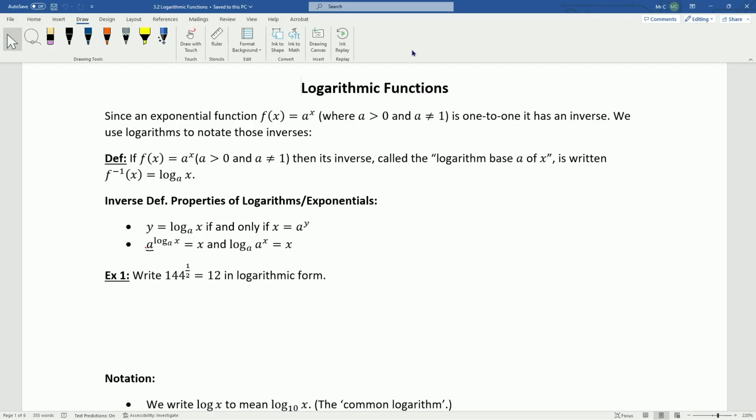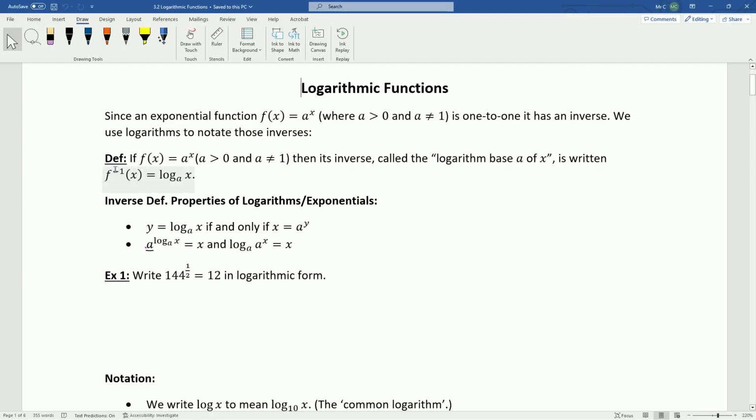We just spent a lot of time talking about exponential functions, and we've also spent some time in the past talking about inverse functions. So all logarithmic functions are the inverses of exponentials. Since we know that exponential functions are one-to-one functions, we know that they must have an inverse. So we just use logarithms to notate those inverses. It just gives us a shorthand to describe the inverse of exponential functions.